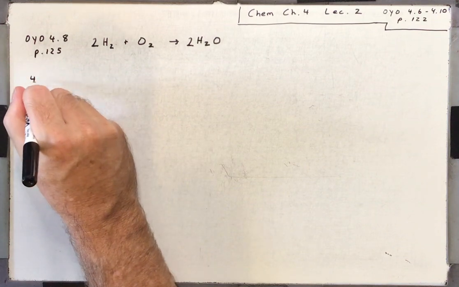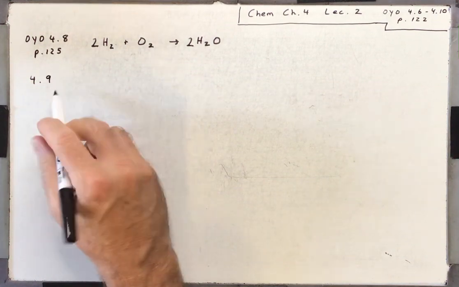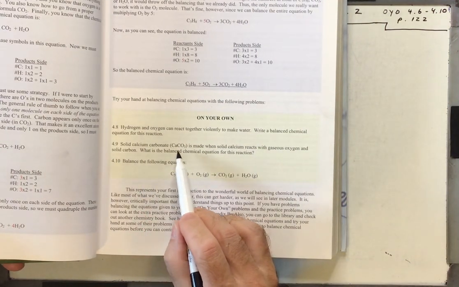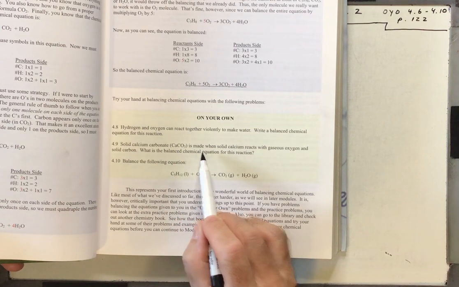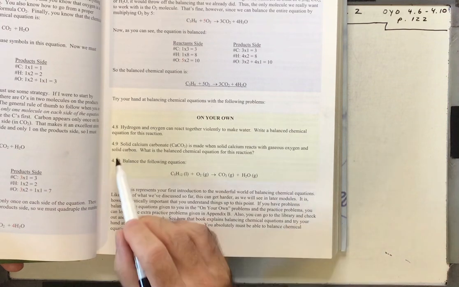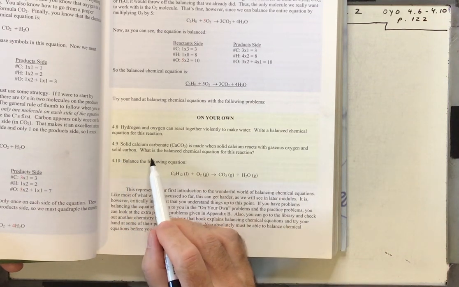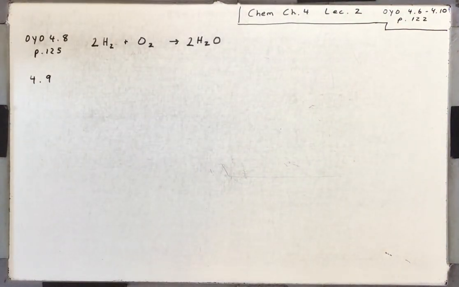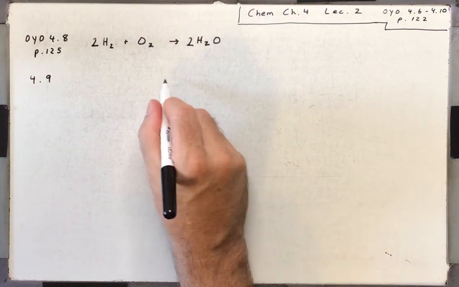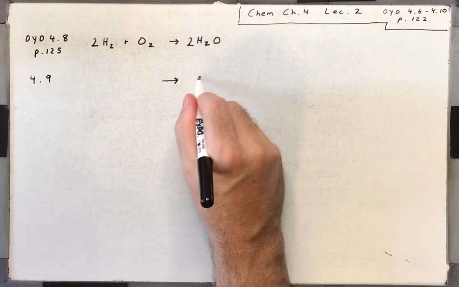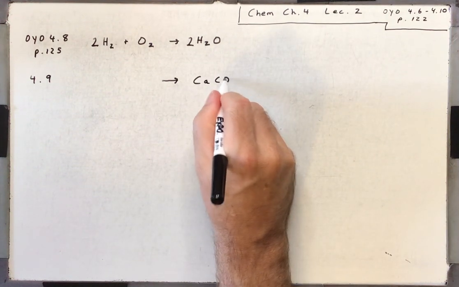All right, let's look at 4.9, which is just underneath. That one says solid calcium carbonate, CaCO3, is made when solid calcium reacts with gaseous oxygen and solid carbon. What is the balanced chemical equation for this reaction? Okay, looking through that, what is on the right side of the arrow? What is made? Well, the problem says that CaCO3.